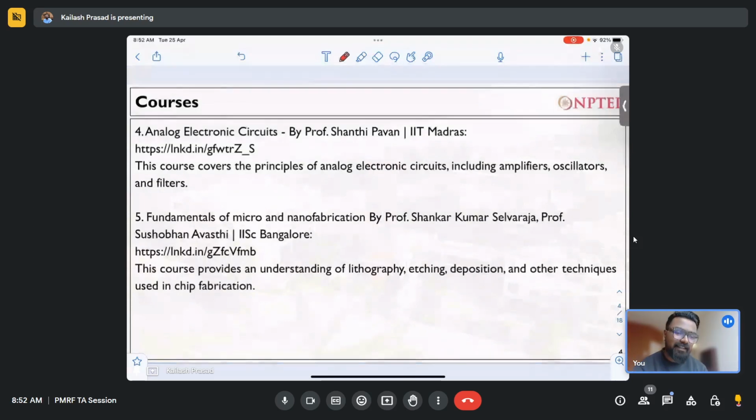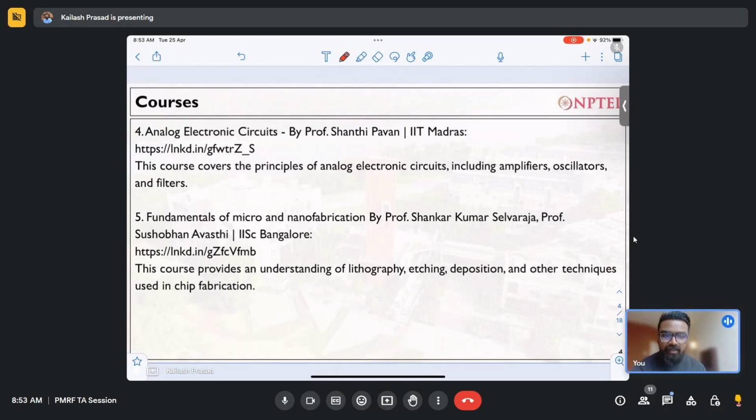Suppose you have a sensor which detects how far you are from something. You have an infrared sensor, or an accelerometer which checks the speed, or a temperature sensor. For all of this to work, you need some analog circuit which can capture these analog signals, do the processing of the analog, and then convert it into digital and do the further processing. So for that aspect, this analog electronic circuits course becomes very important.